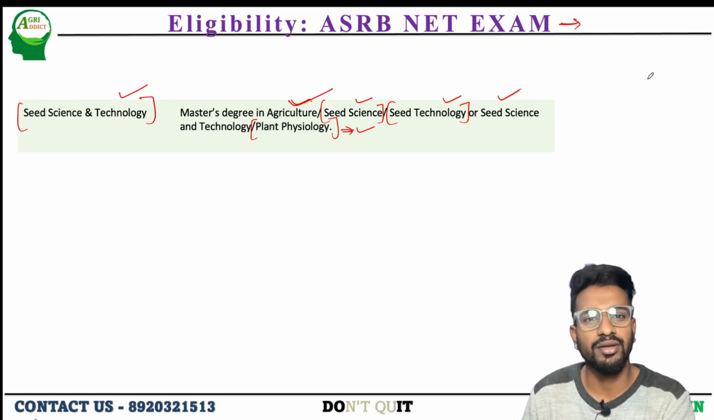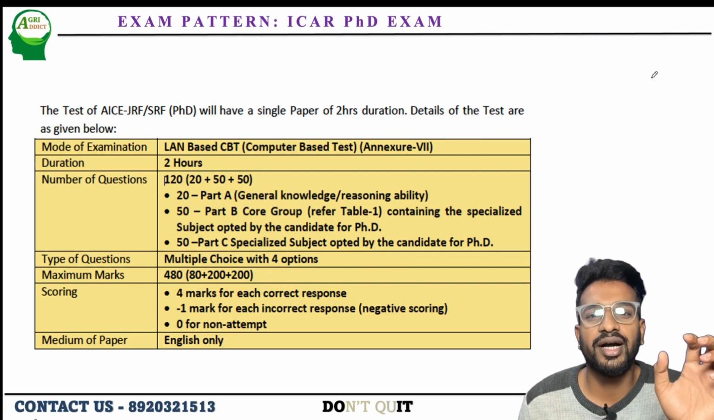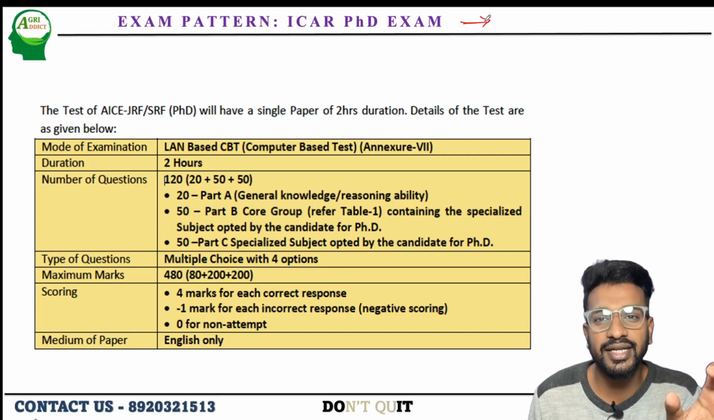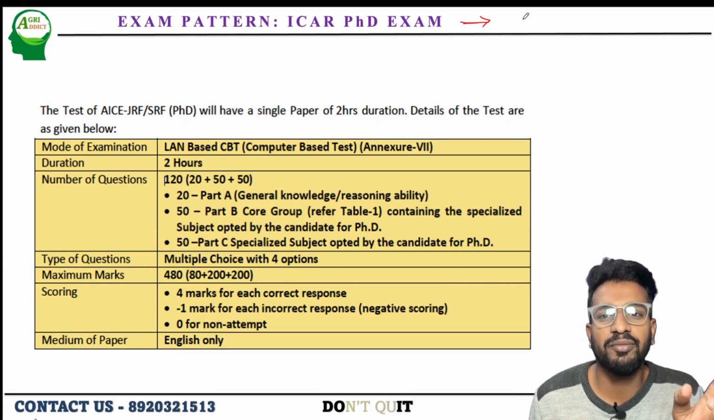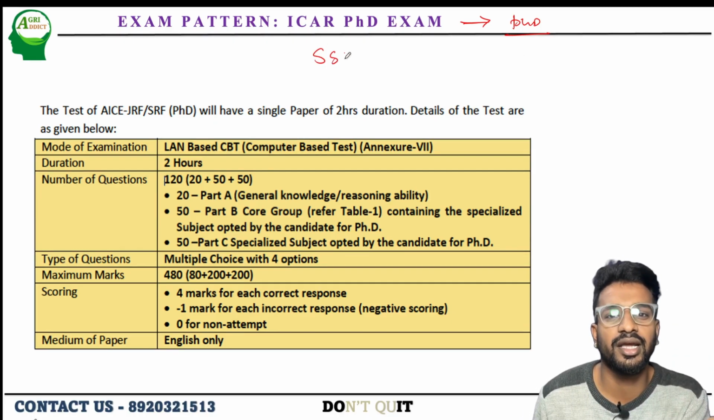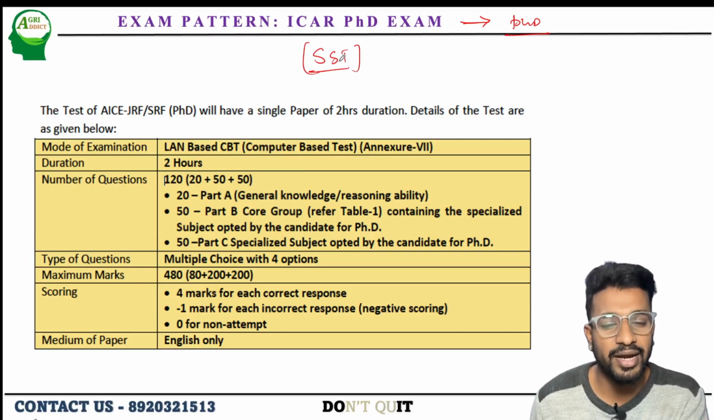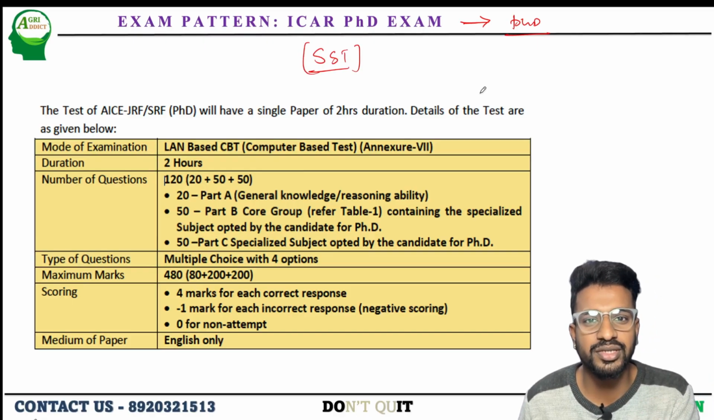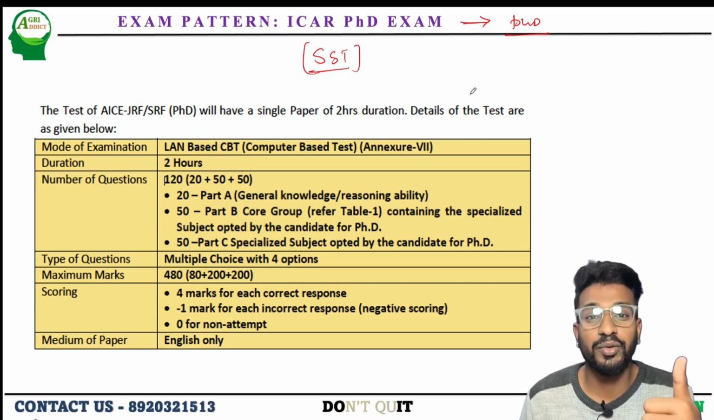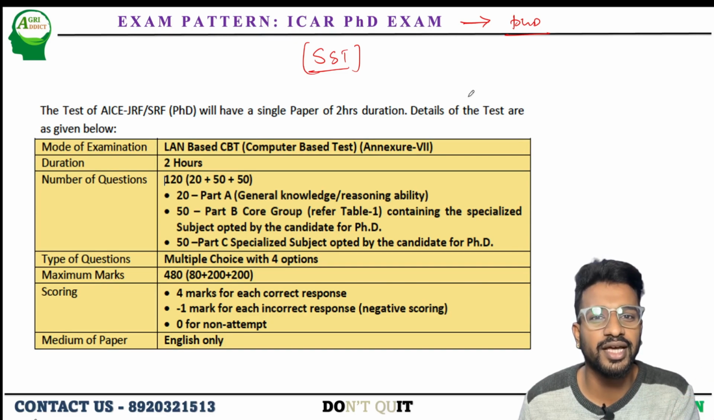Okay. Next, let us talk about the ICAR PhD exam, which is a national level entrance exam if you want to take admission for the PhD in any state agriculture universities, deemed universities, and also central agriculture universities for the subject seed science and technology. Here the exam pattern, the number of questions and the scoring, everything differs from what we have seen in the ASRB NET. But the only thing that is the same for both ASRB and ICAR PhD exam is the syllabus.